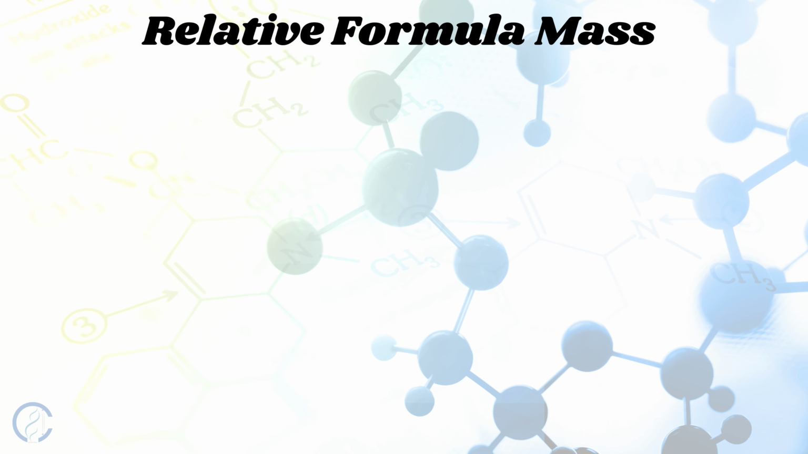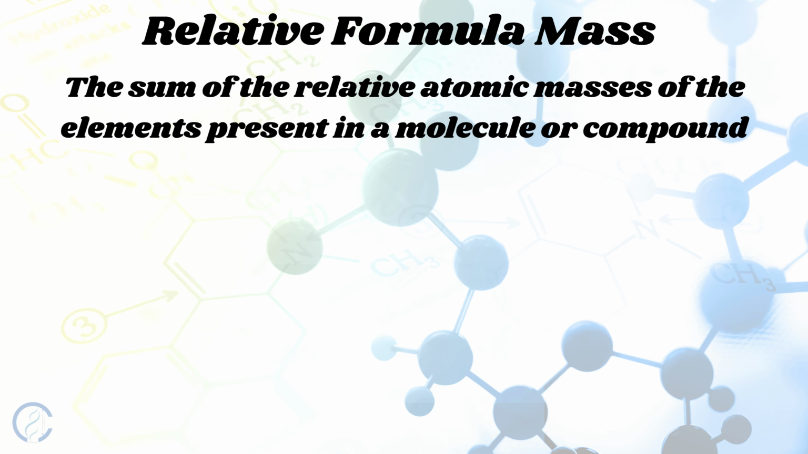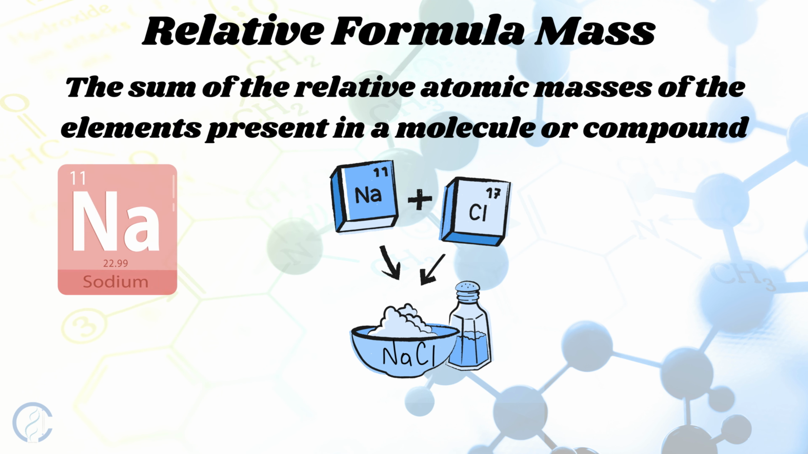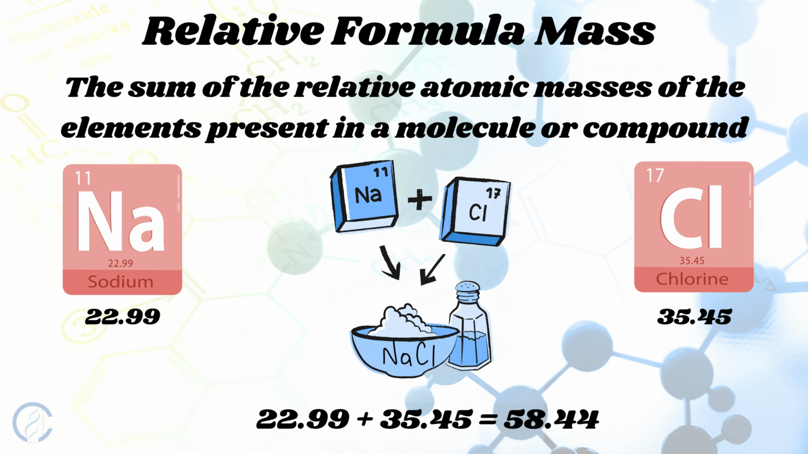Relative formula mass combines all the relative atomic masses of the elements present in a molecule or compound. In sodium chloride, the elements sodium and chlorine are present. The relative atomic mass of sodium is 22.99, and the relative atomic mass of chlorine is 35.45. Combining the two relative atomic masses gives 58.44, so the relative formula mass of sodium chloride is 58.44.